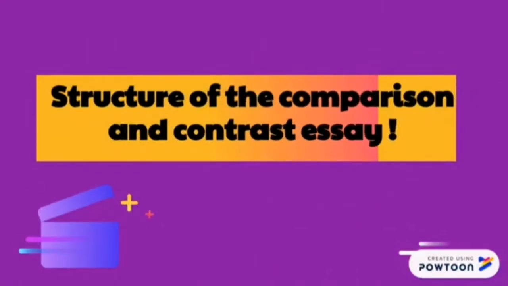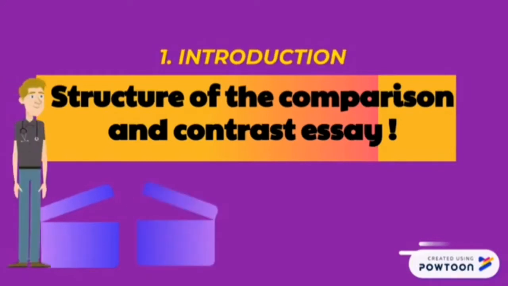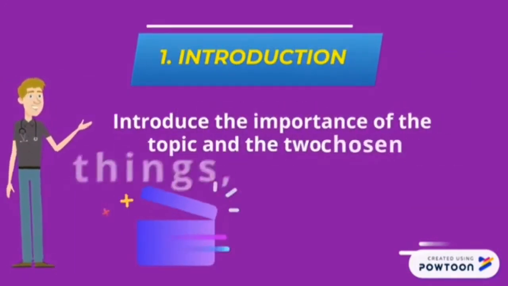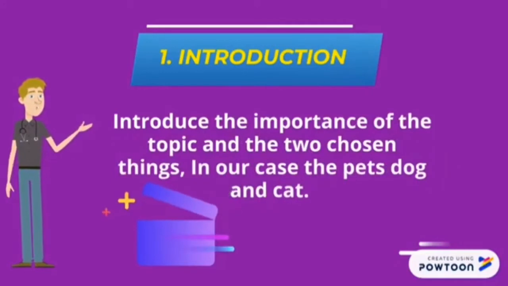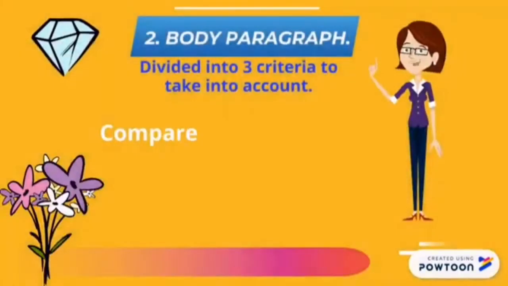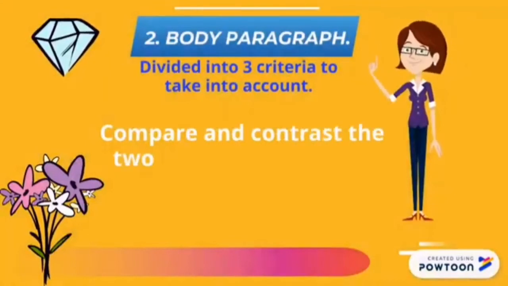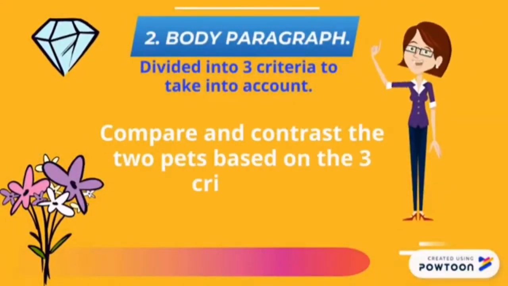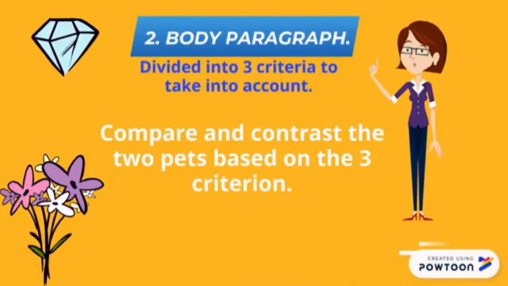We are going to see the structure, or the elements, of the comparison and contrast essay. The first is the introduction, to introduce the importance of the topic and the two chosen things. As you know, in our case, the pets, dog and cat. Continuing with the structure, we have the body paragraph. It is divided into three criteria to take into account. Also, compare and contrast the two pets based on the three criteria.